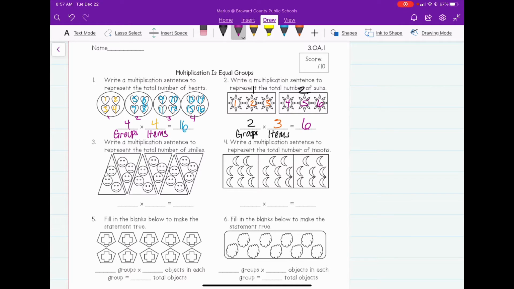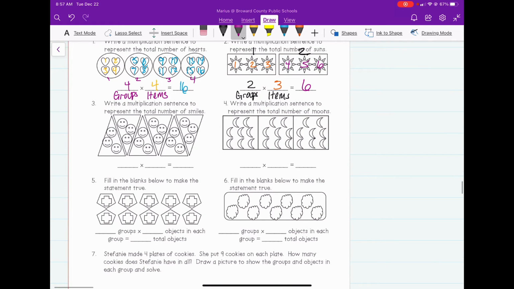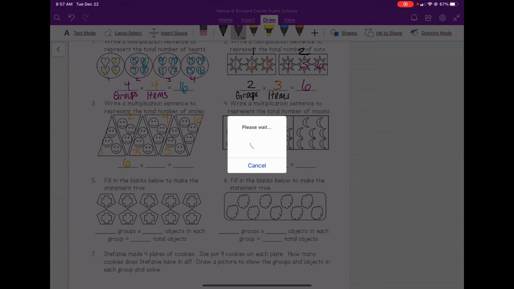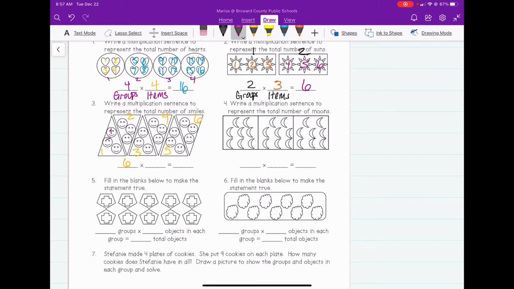All right, let's go ahead and take a look at number 3. Let's count out our groups. We have 1, 2, 3, 4, 5, 6. So there are 6 groups, and there are how many smiles? 1, 2, 3 smiles in each group, which makes a total of 18. Okay, and remember, we could always go through and count it. 4, 5, 6, 7, 8, 9, 10, 11, 12, 13, 14, 15, 16, 17, 18.